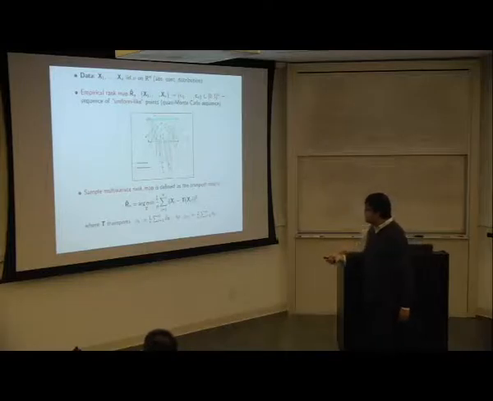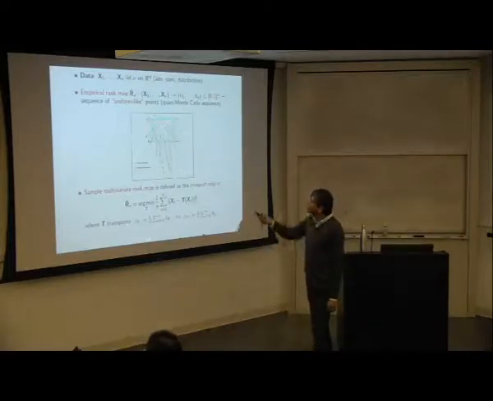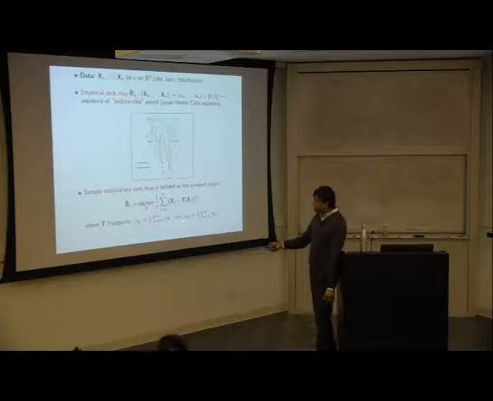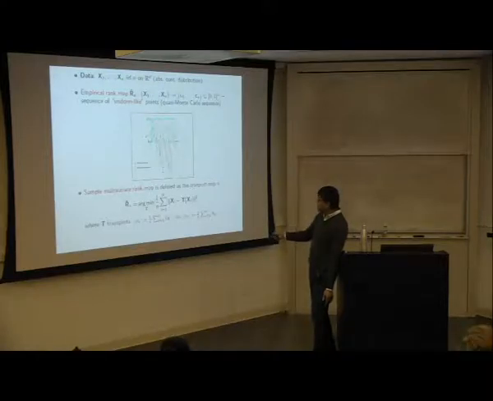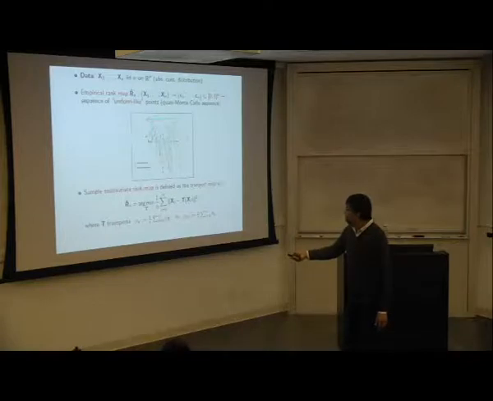So the sample rank map would now transport your empirical distribution of the data, which is a discretization of your nu, to a discretization of your uniform [0,1]. And the empirical distribution of the ci's gives you the discretization of uniform [0,1]^d that you want. Okay? So this is how I define the empirical rank maps.